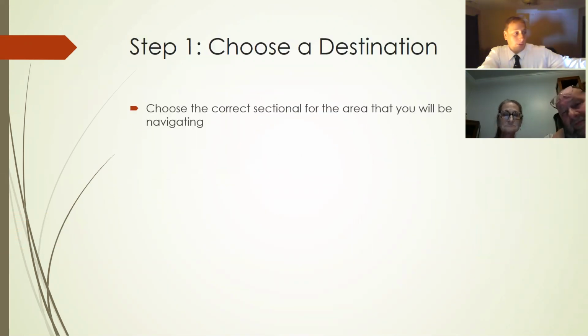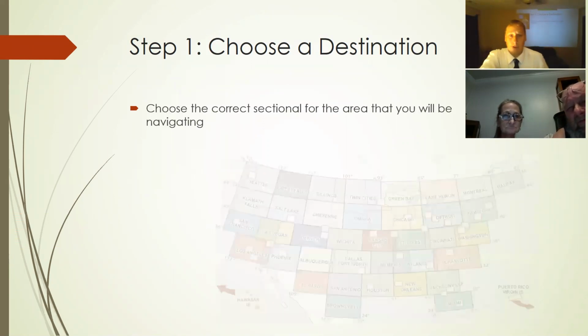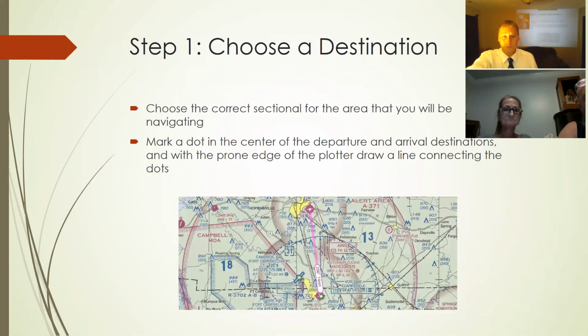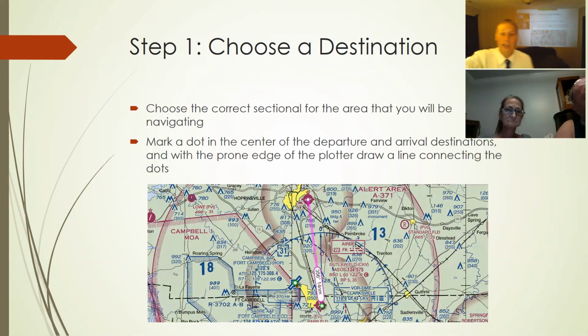First step, where are we going to go? Today, we will chart a flight from Clarksville, Tennessee to Hopkinsville, Christian County. And our sectionals are broken up over the United States. Each section is named after a specific area in that section. For Clarksville, Tennessee, we use the St. Louis sectional.